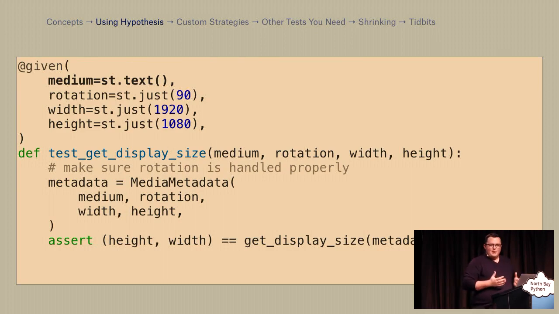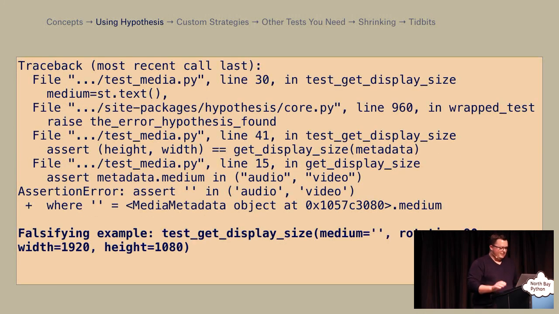So we saw before that Hypothesis has a built-in strategy for generating text strings, and we know that this medium field is some sort of text string. So let's go ahead and use the text strategy to try and generate values here. If you remember from looking at the code, we know also that the medium field only actually has two values that it'll accept. There's an assert right at the beginning that says it must be audio or video. So we expect this to fail, but let's just confirm that, and indeed, it does fail.